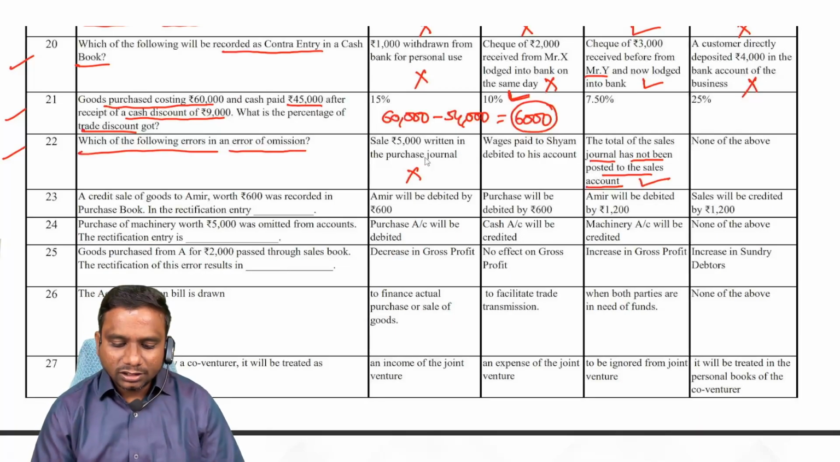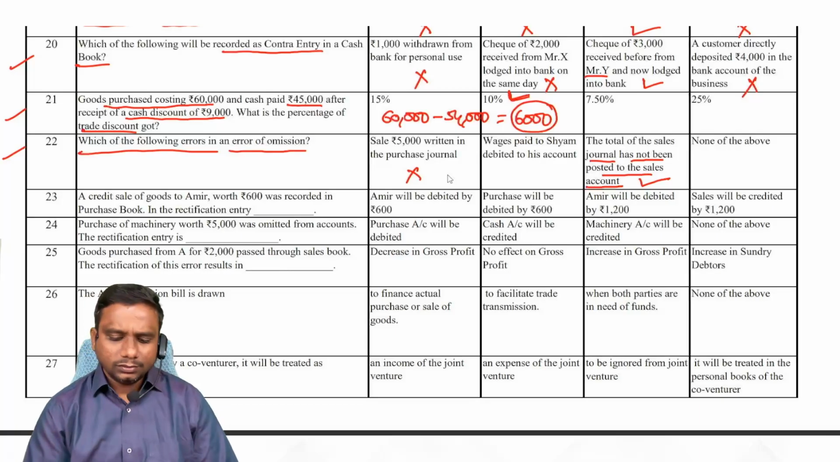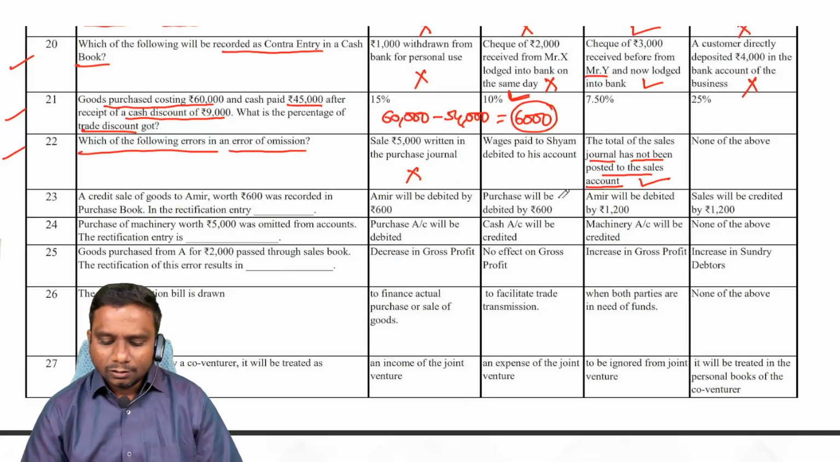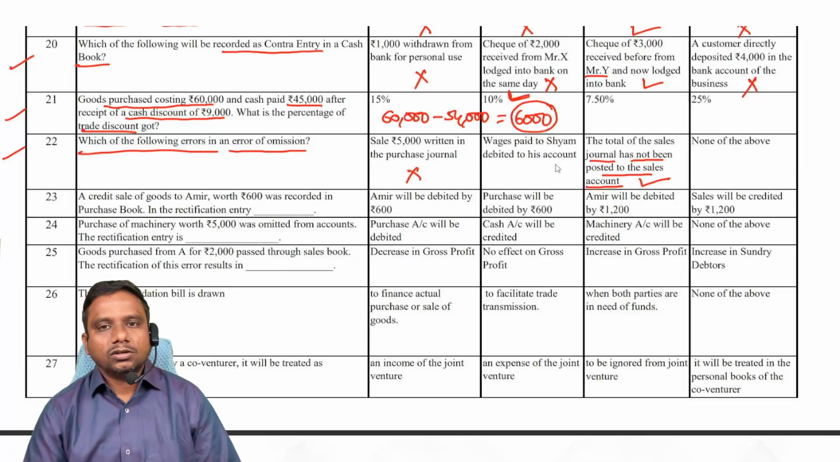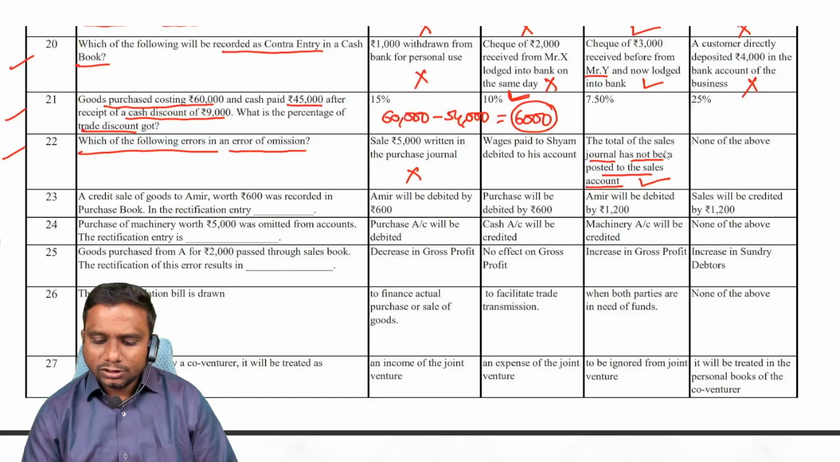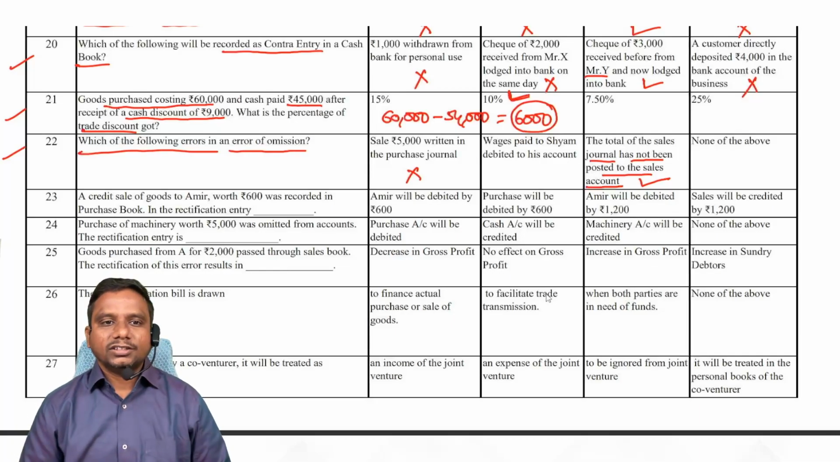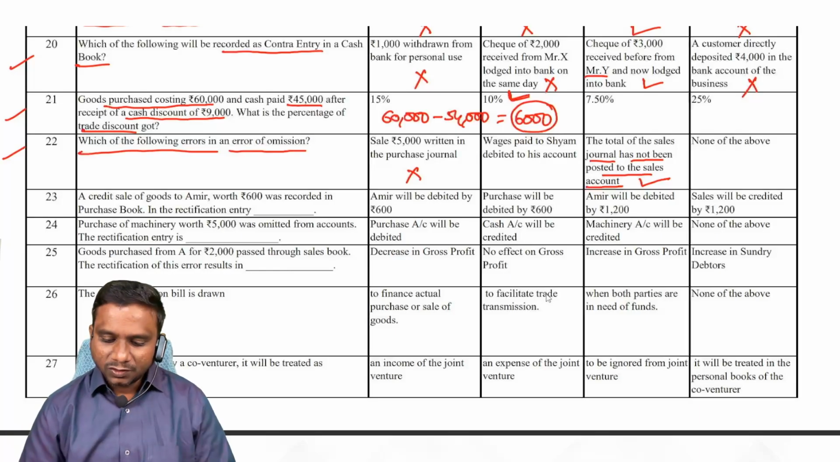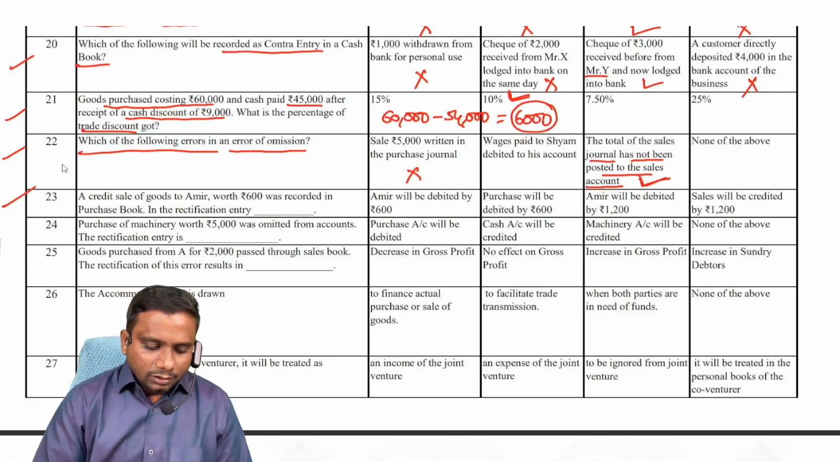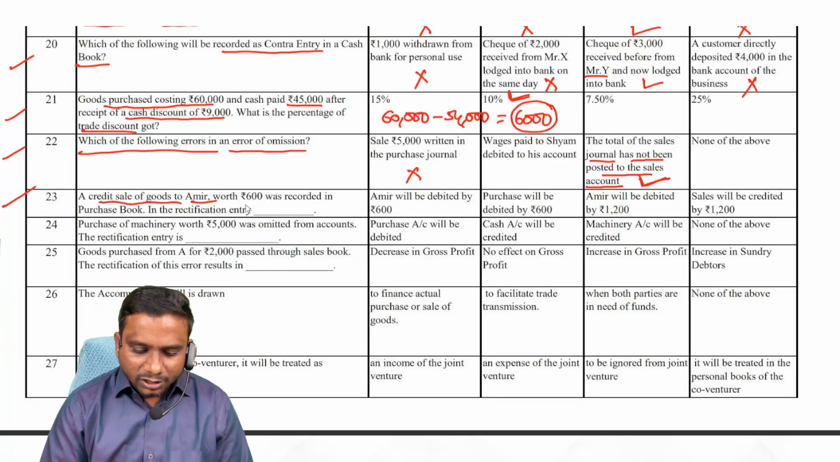Here sale 5,000 written in the purchase journal is an error. Wages paid to Sham debited to his account is also an error, a principal error, but it is not an error of commission. But here look at the total of the sales journal has not been posted to the sales account. Actually, the total of sales journal must be posted to the credit side of sales account. But here they forgot to post. So it is partial omission. So option C is correct.